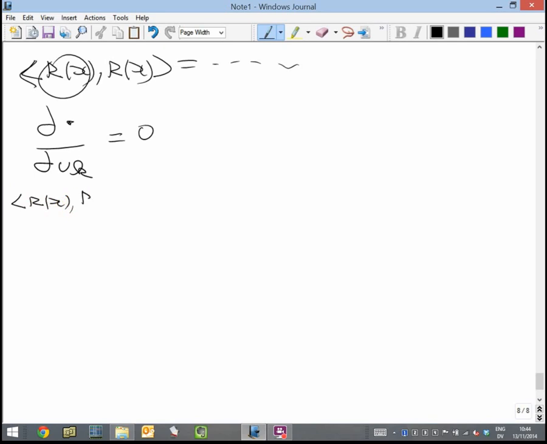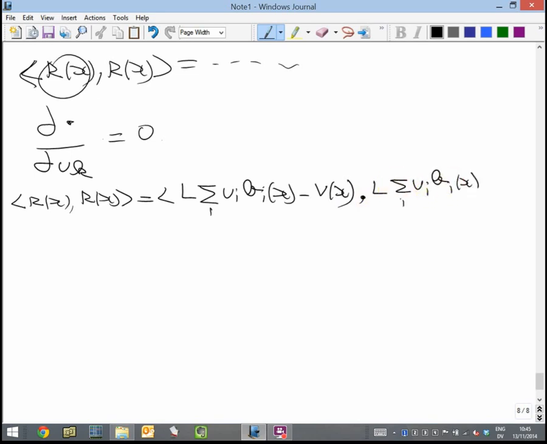R of x, scalar R of x, we just follow the definition, right? So what is R of x? Well, we've seen a little bit higher up that this is the sum over i of u sub i, basis functions b_i, minus v of x. So this is the definition of residual. And I'm going to take the scalar product of this function with itself, to have the energy in that function, in that residual. So I just copy and paste: sum over i of u_i b_i of x minus v of x. Right? No one objects?